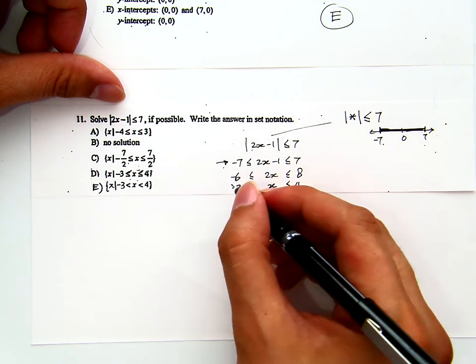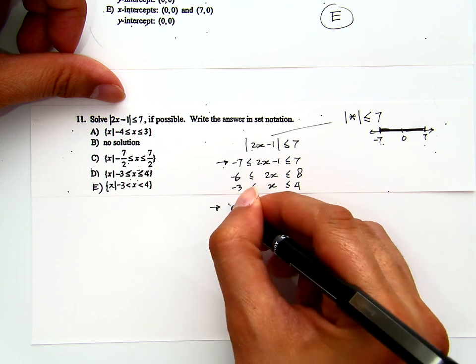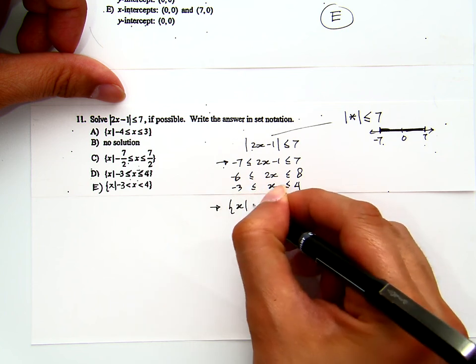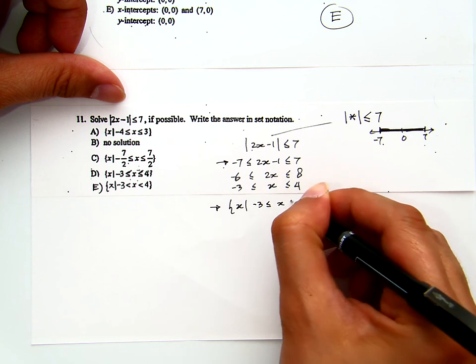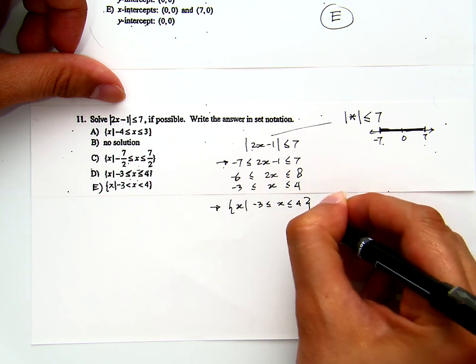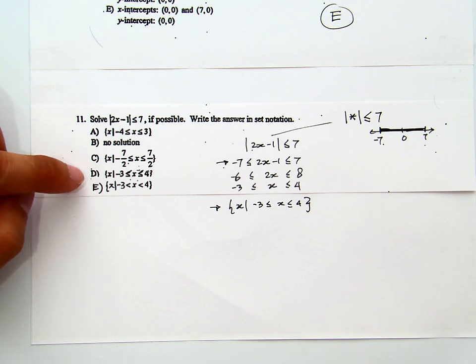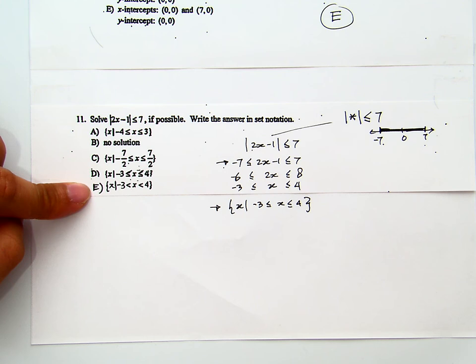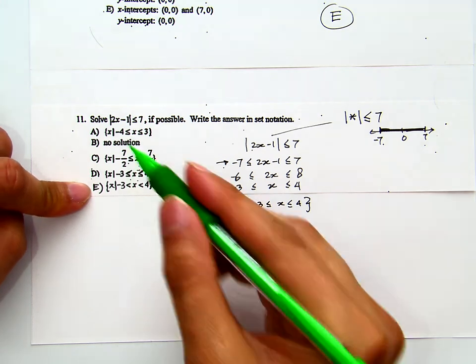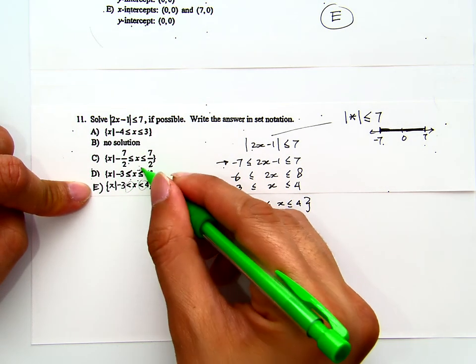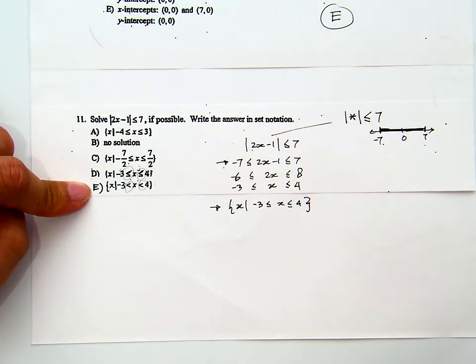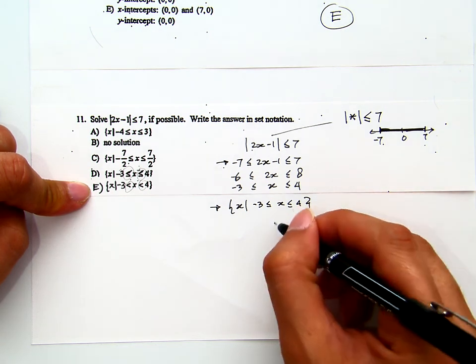Now in set builder notation, this will be the set of all x where x is between -3 and 4. Now pay attention that answers D and E look very similar, but the difference is in part E you don't have the equal sign. Compare this one here. There's no equal sign for part E, while in our answer we do include the endpoints -3 and 4. So the answer will be D.